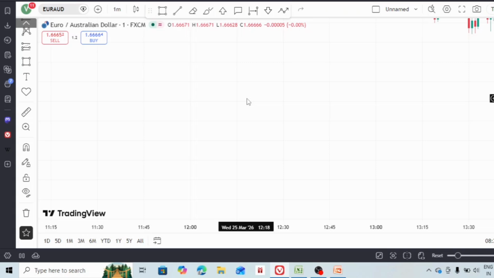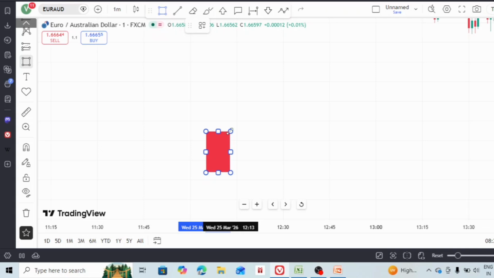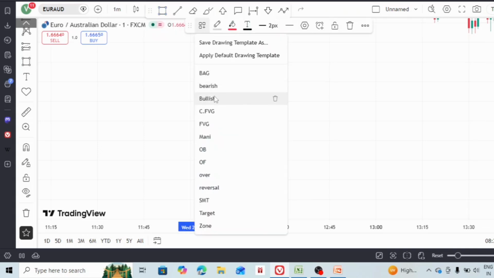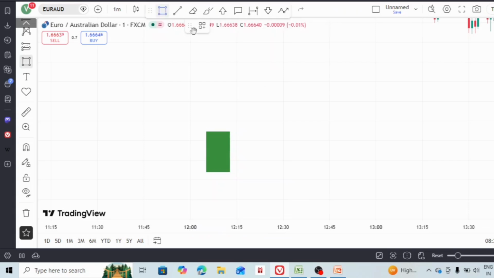Now we will talk about another gap, which is the opposite candle fair value gap, or the color change fair value gap. It is just similar to the breakout gap. You can take a direct break with the color change fair value gap. We will first discuss the bullish color change fair value gap. Color change means the color has been changed.